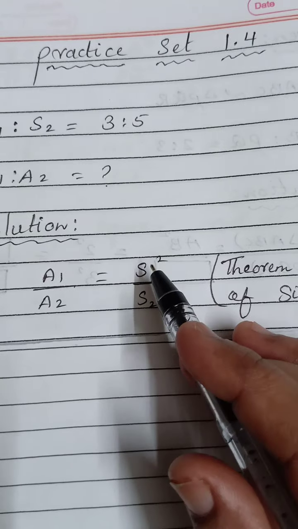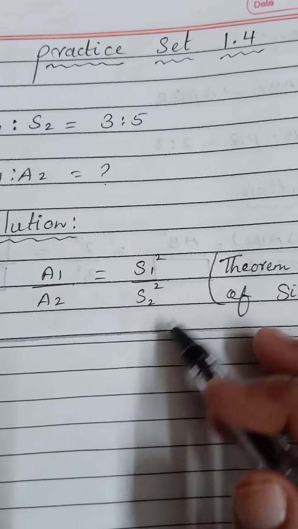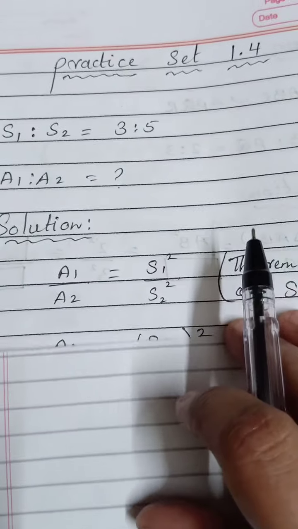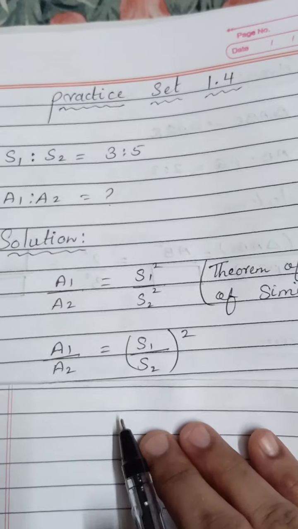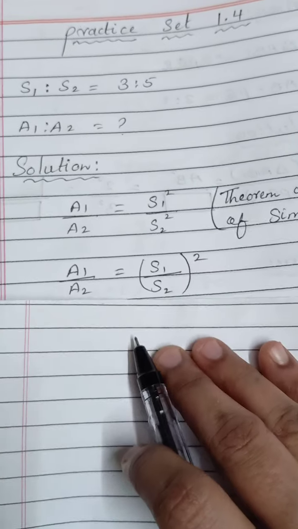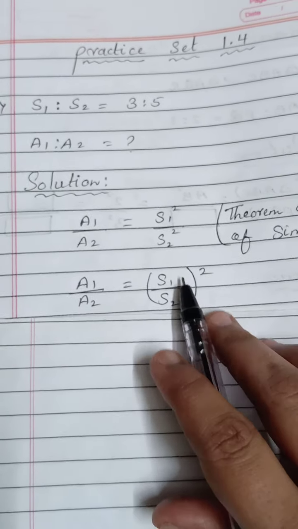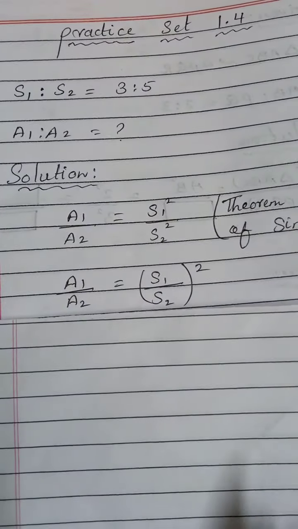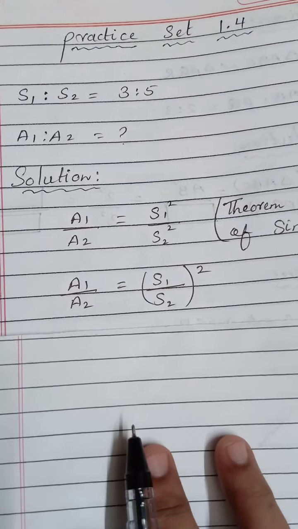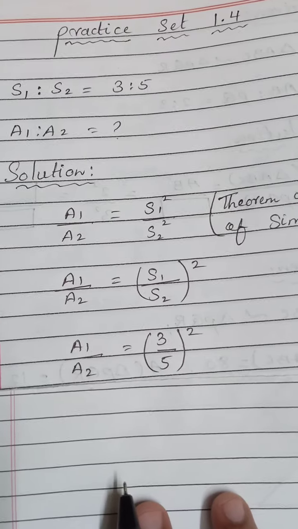That means we can write S1 upon S2 the whole square. So we can write in this way. So A1 upon A2 is equal to S1 upon S2 and then whole square. Now this S1 upon S2 we know the value, 3 upon 5. So we can apply the values here. So A1 upon A2 is equal to 3 upon 5 the whole square.